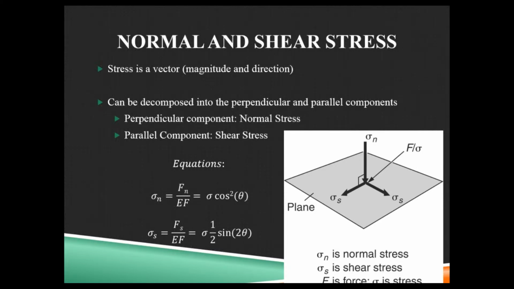If, on the off chance, that incoming stress is perfectly perpendicular to the surface, theta equals 90. You can still plug it in, and it turns out that shear stress will be 0. Sine of 2 theta is 0 if theta is 90. The normal stress will be the whole amount, because the cosine squared of 90 is 1. So it still works no matter what angle the stress is coming in.